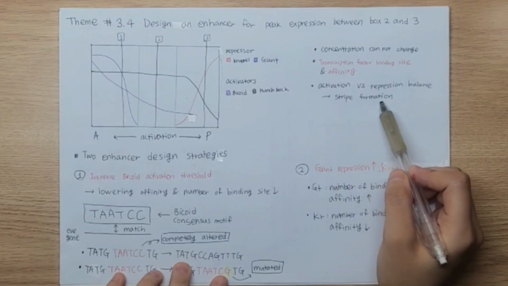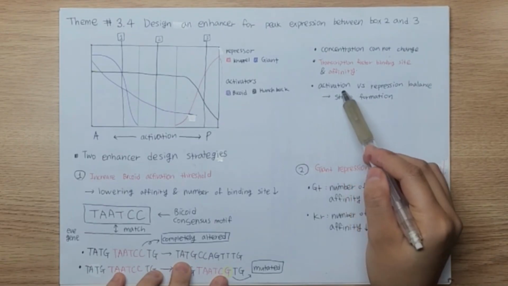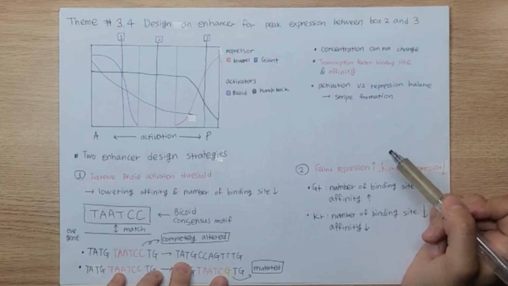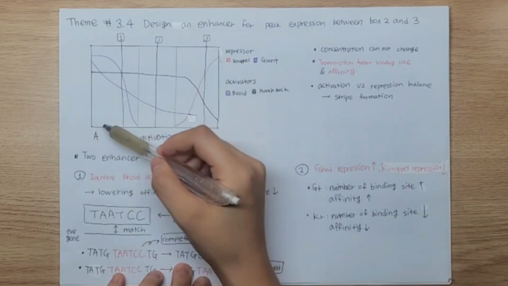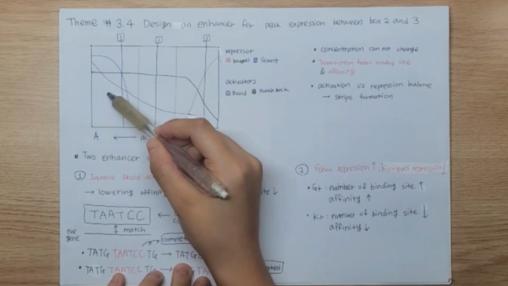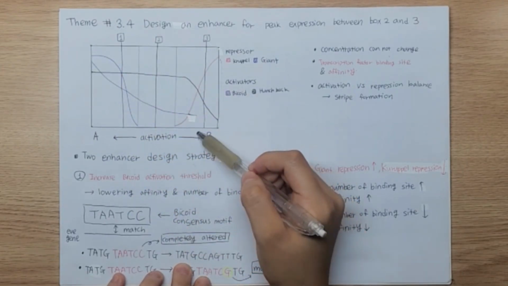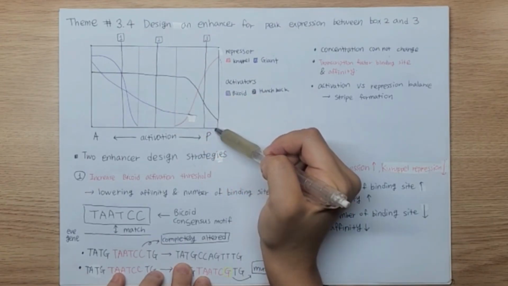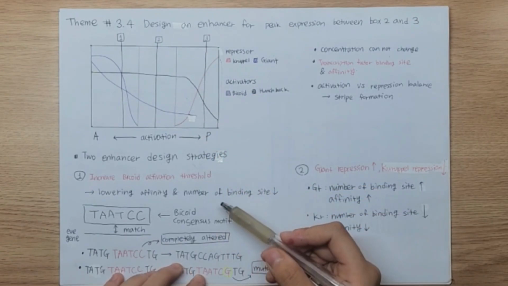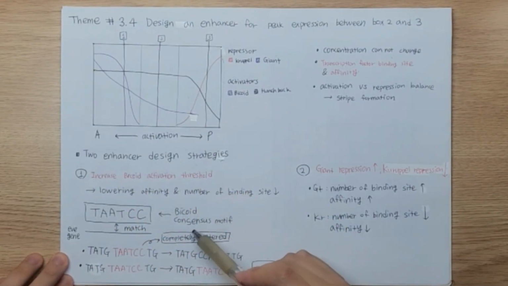The position of the stripe peak is determined by the relative balance between activation and repression. If activation occurs more anteriorly than in the current state, the stripe peak appears further to the left. If activation occurs more posteriorly, the stripe peak appears further to the right. Therefore, we propose two enhancer design strategies to drive expression more posteriorly.